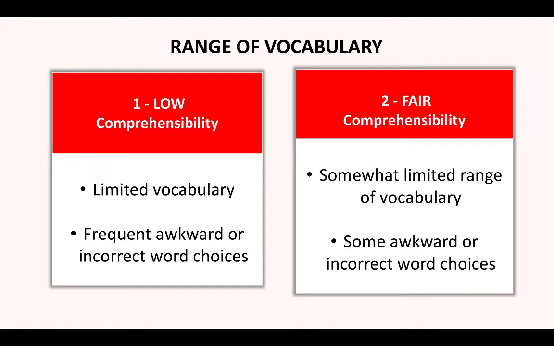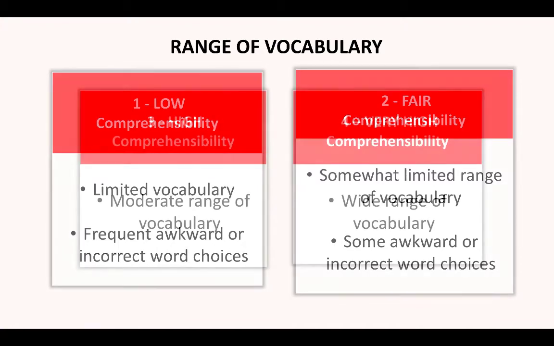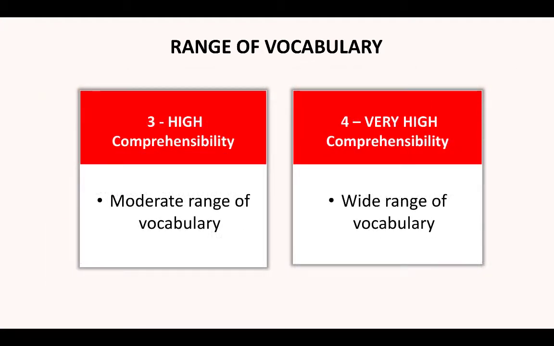For 1, low comprehensibility, it seems like they have a limited vocabulary, where they're using maybe 30 words to get by for the entire encounter, and they also make frequent awkward or incorrect word choices. 2, fair comprehensibility, a somewhat limited range of vocabulary, some awkward or incorrect word choices. With 3, high comprehensibility, a moderate range of vocabulary, and with a 4, very wide range of vocabulary, where they would really speak English like a native.